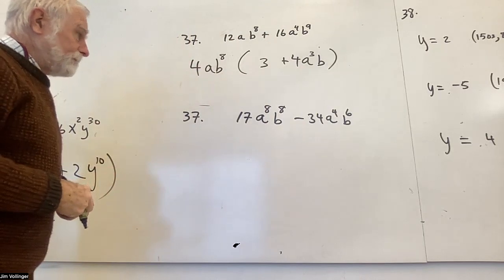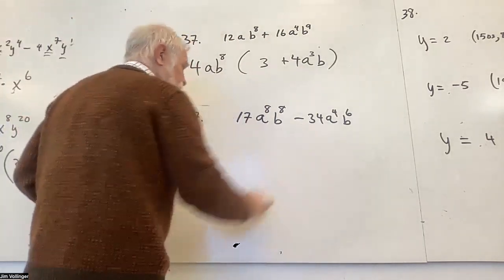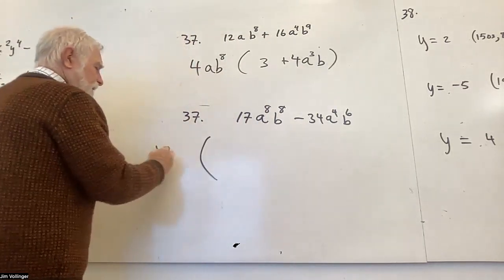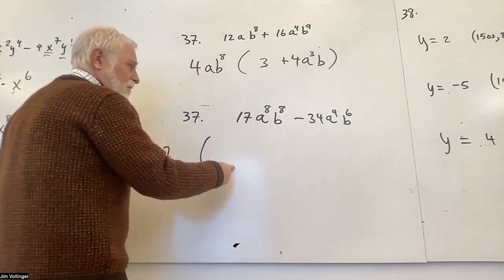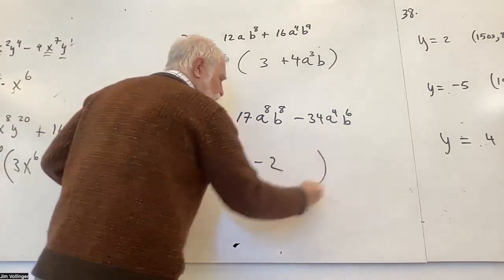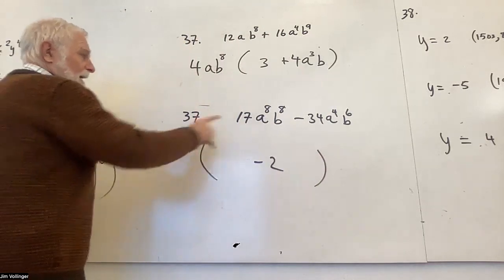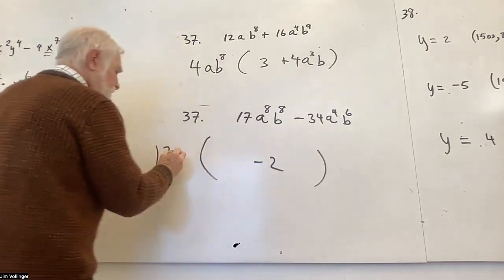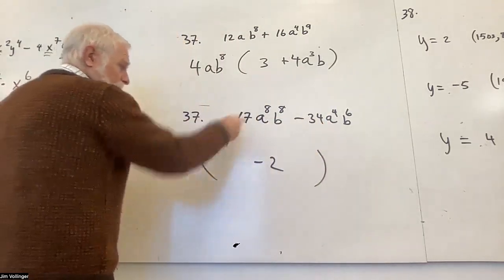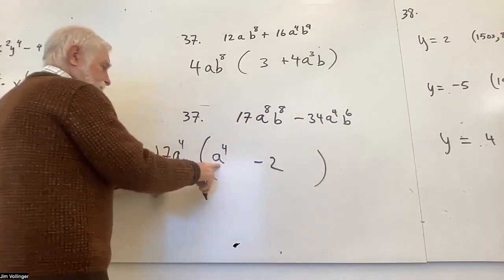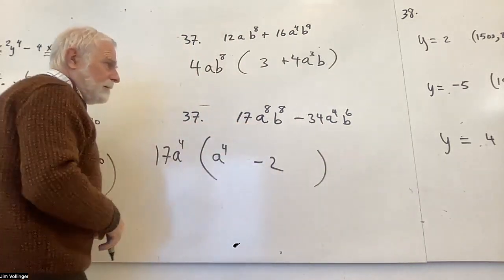One more. Oh, 17 doubled is 34. So I'll pull a 17 out. Don't need to do anything there, but I need a minus 2 here. 8 and 4, I'll take the 4 out. I need another 4 to get A to the 8th.